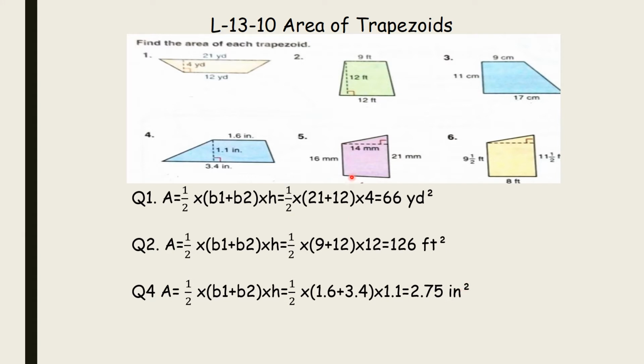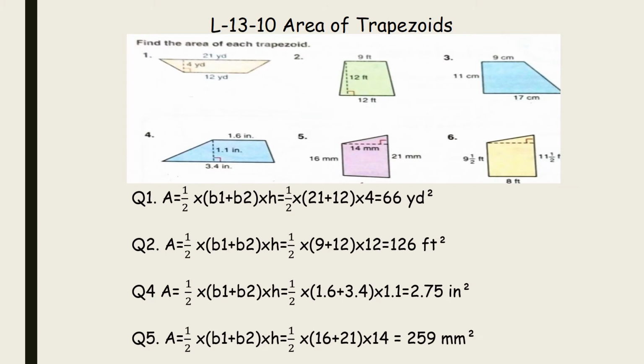Then you can see in question number 5. What is in this one? 16 B1 and 21 B2, and the perpendicular height is 14. Just check, you can check this one. Yes, 16 and 21, and what is the height? 14, and in the formula half is there. Then the 2 is cancelled with this one, 7 and 7 is multiplied with this one. What is the answer? 259.